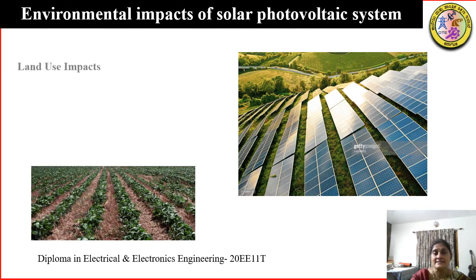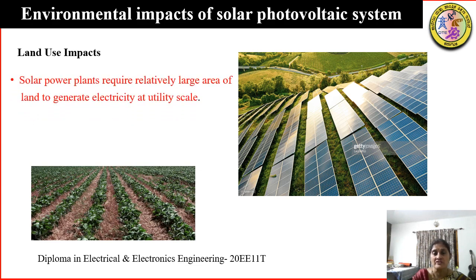Let us assess the impact of this photovoltaic system on the environment. It is called EIA. Directly, the PV system is considered to be a green source of energy, but it has an indirect impact on the environment. Let us consider the first impact, on the land.